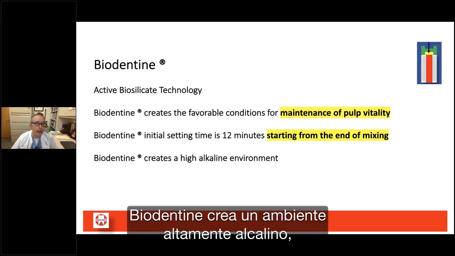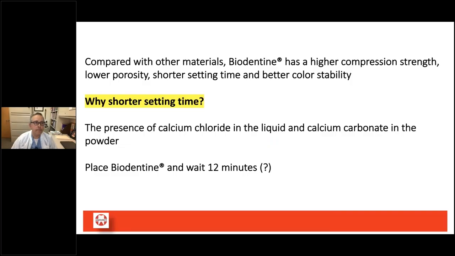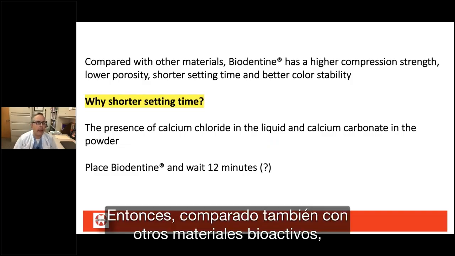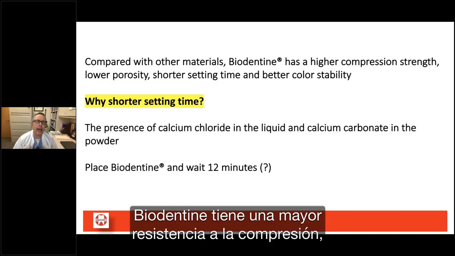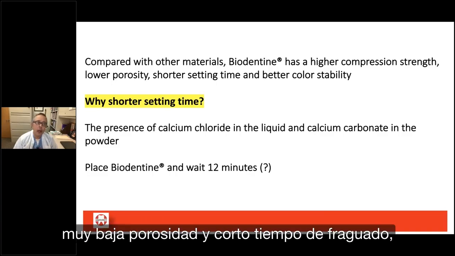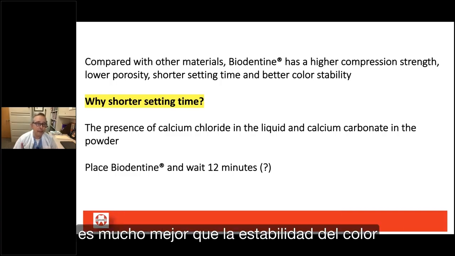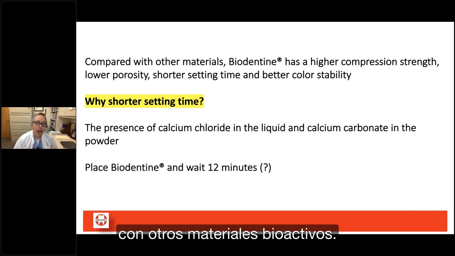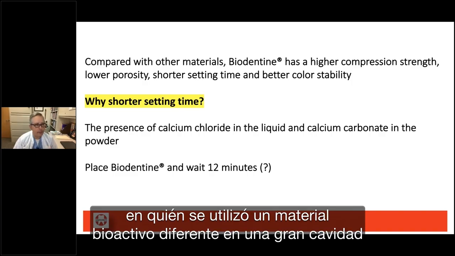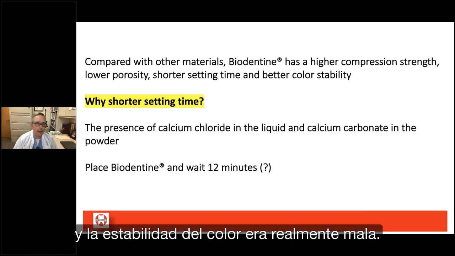As I mentioned before, Biodentine creates a highly alkaline environment, and that is antimicrobial. Compared with other bioactive materials, Biodentine has a higher compressive strength, really low porosity, and short setting time. Not to mention that the color stability with Biodentine is much better than with other bioactive materials. This week, I saw a patient in whom a different bioactive material was used in a big cavity, and the color stability was really bad. I mean, the color was almost brown.